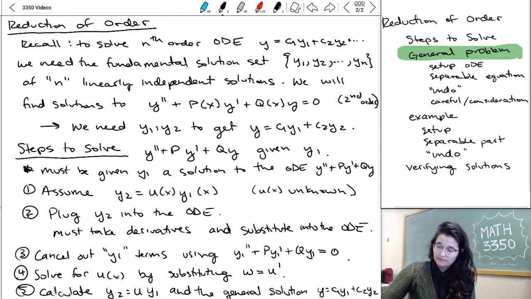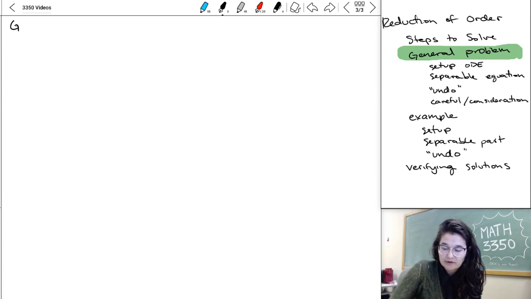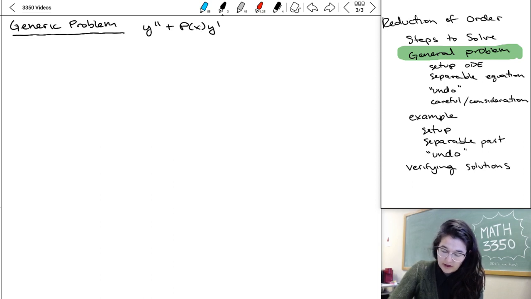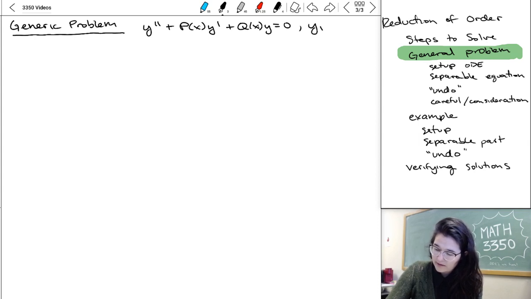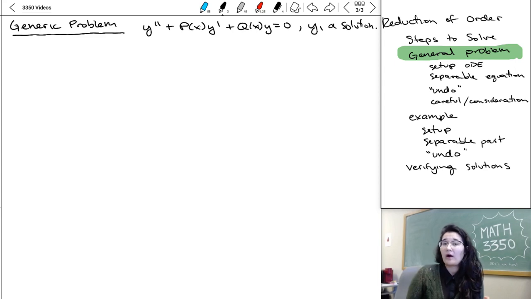Okay, so the first thing we're going to do in this section is a generic version of this problem for arbitrary functions p and q. So we're looking at y double prime plus p of x y prime plus q of x y equal to 0, and y1 a solution. And I'm going to start suppressing that of x notation. I'll just write y1, but remember that y1 is a function of x.